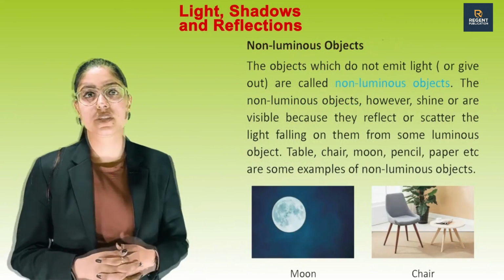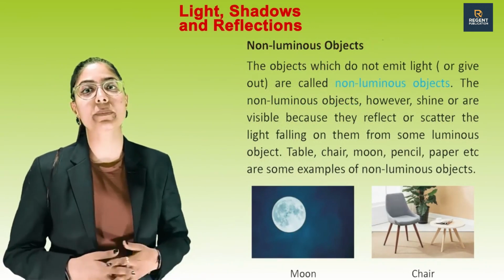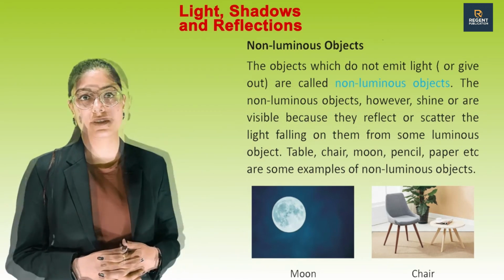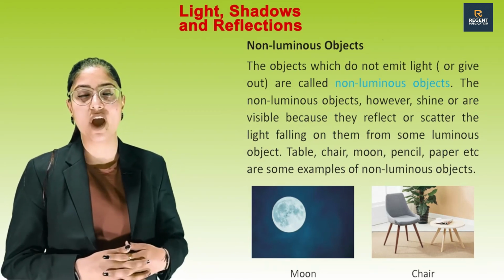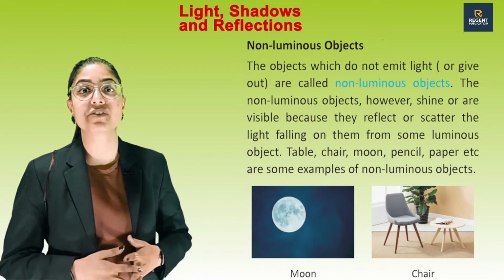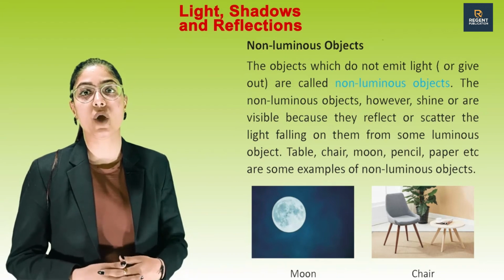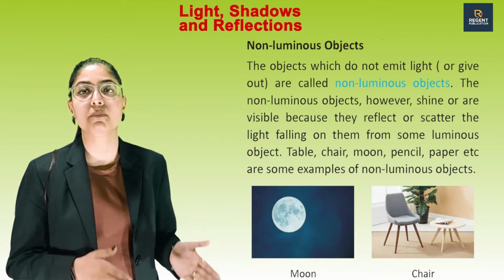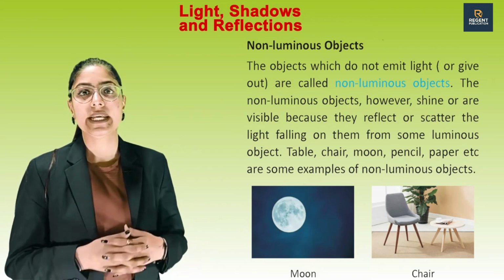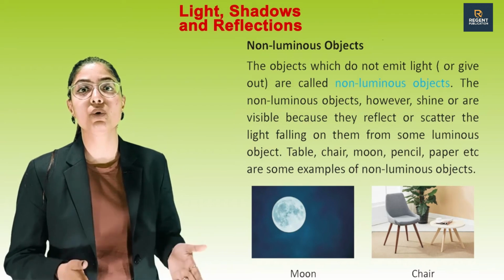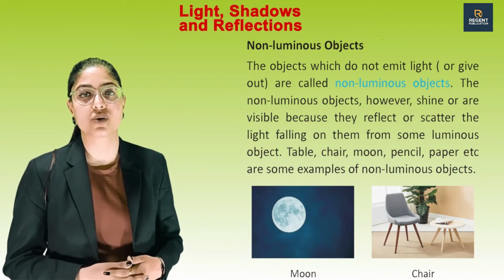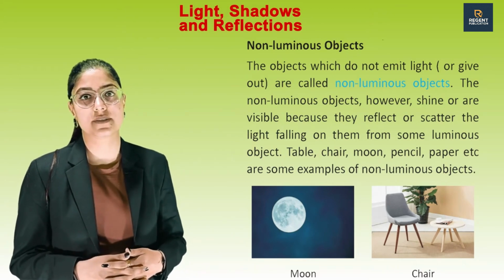Non-luminous objects. The objects which do not emit or give out light are called non-luminous objects. The non-luminous objects, however, shine or are visible because they reflect or scatter the light falling on them from some luminous objects. Table, chair, moon, pencil, paper, etc. are some examples of non-luminous objects.